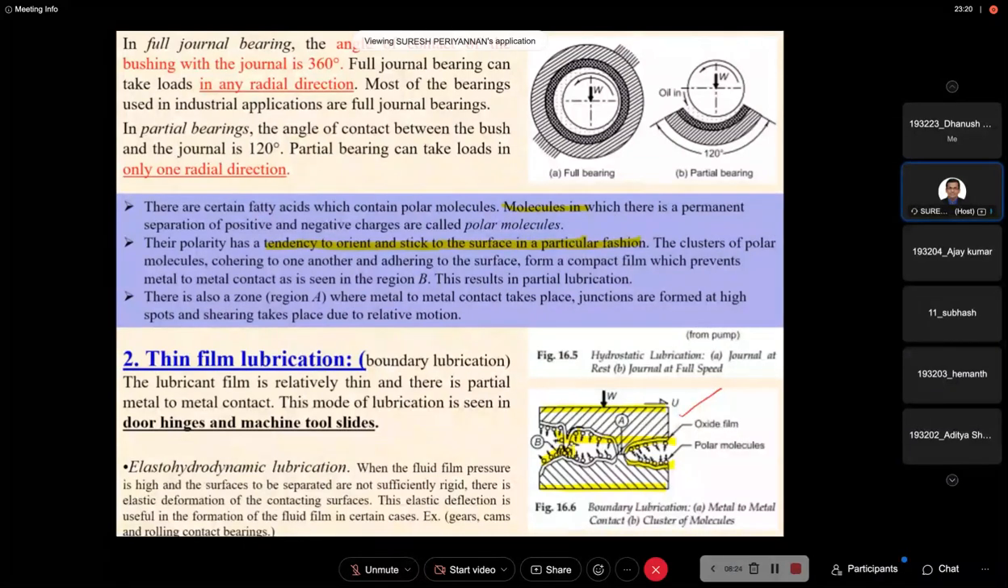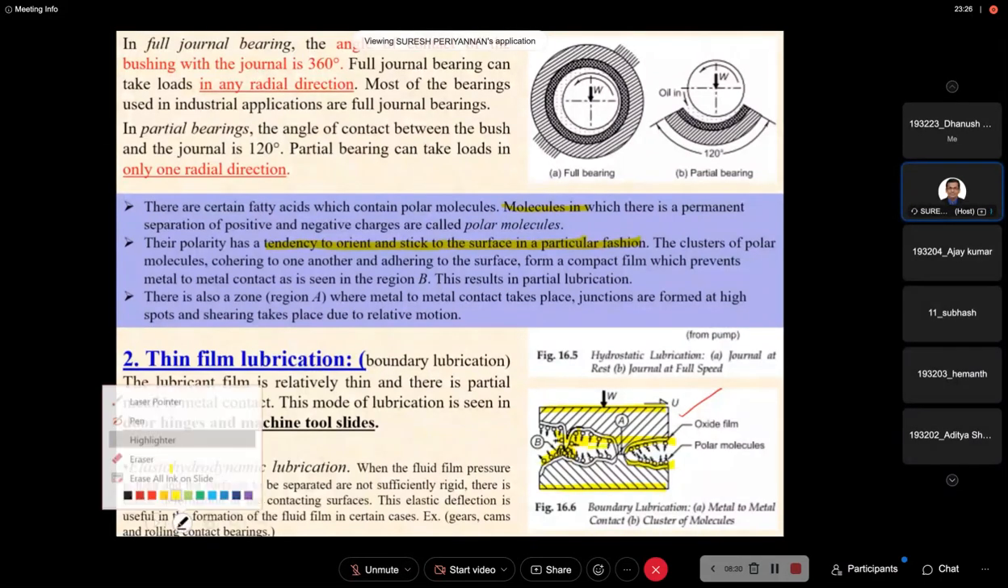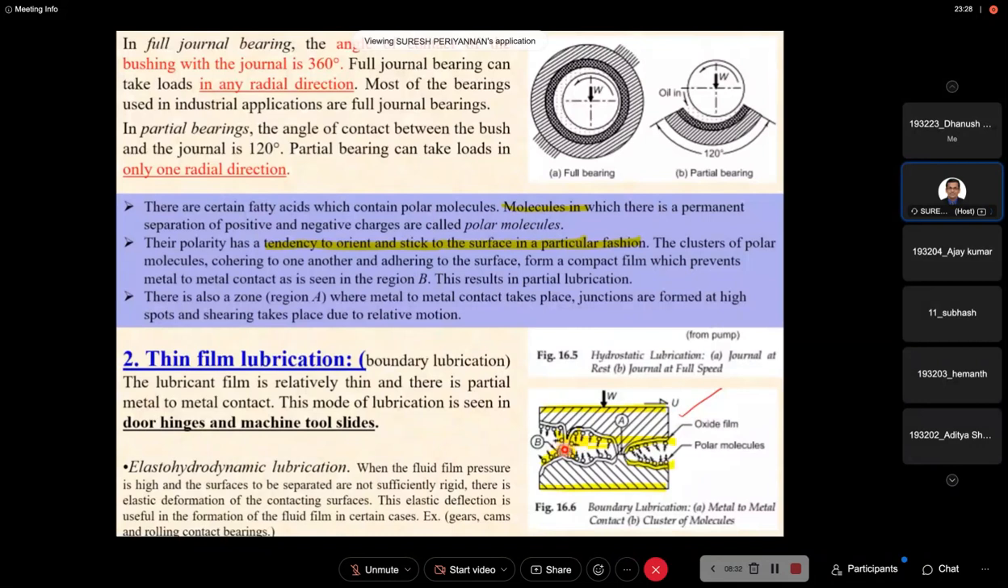Okay, from the... to form the appropriate thin film in this region due to the positive and negative charges of the polar molecules.